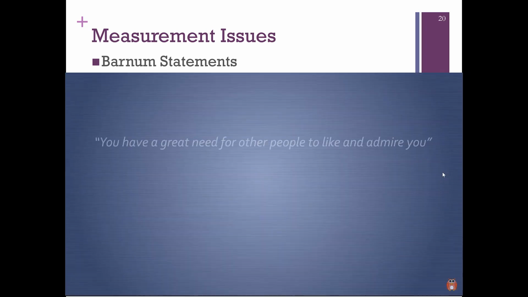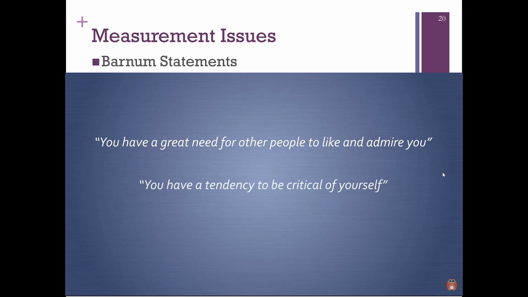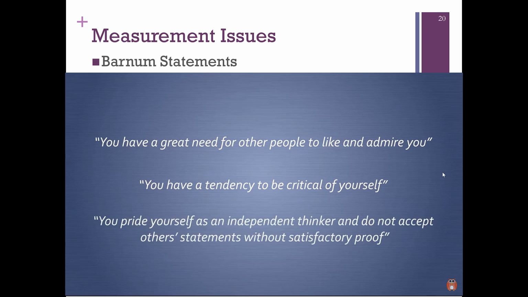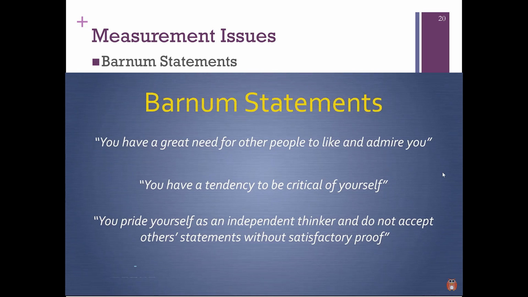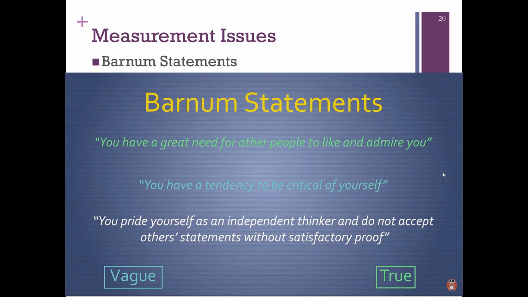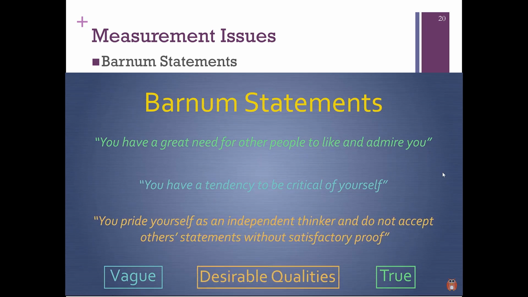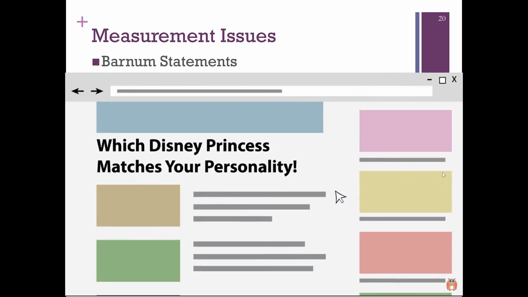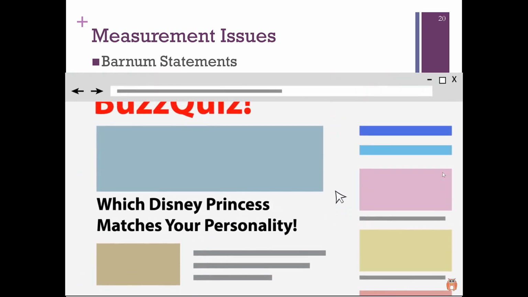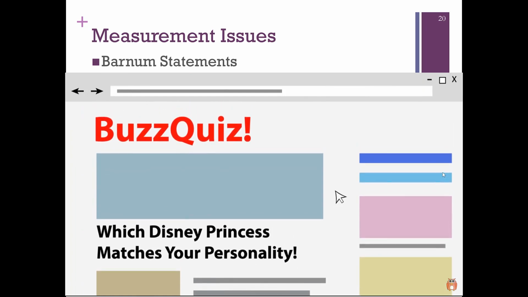They included statements such as, "You have a great need for other people to like and admire you. You have a tendency to be critical of yourself. And you pride yourself as an independent thinker and do not accept others' statements without satisfactory proof." These are Barnum statements. Statements which are vague, true for most people, and often describe positive, desirable qualities which almost anyone can relate to. Forer's experiment was concerned with the validity of personality assessments, but the Barnum effect is equally relevant in understanding beliefs in astrology and horoscopes.